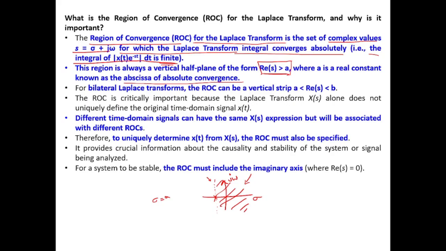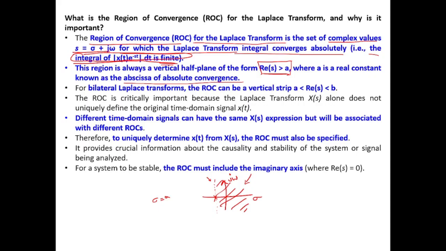So for a causal signal, from the pole position, our region of convergence will be on the right hand side. And if the region of convergence includes the j omega axis, that means the integral will be finite within that region, and since it will be finite within that region, our system is stable.